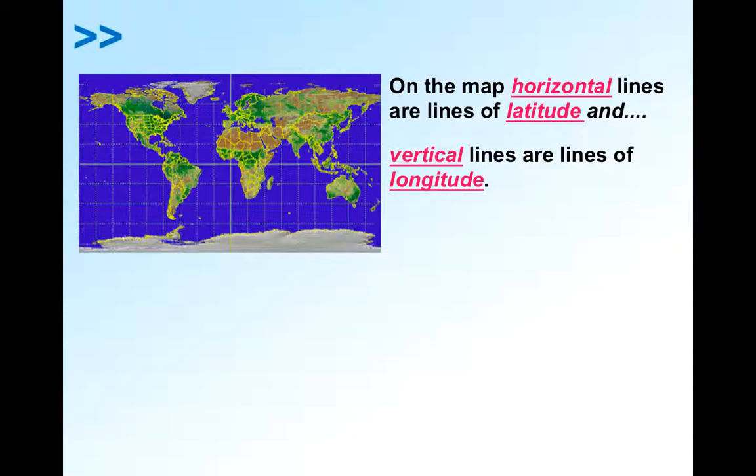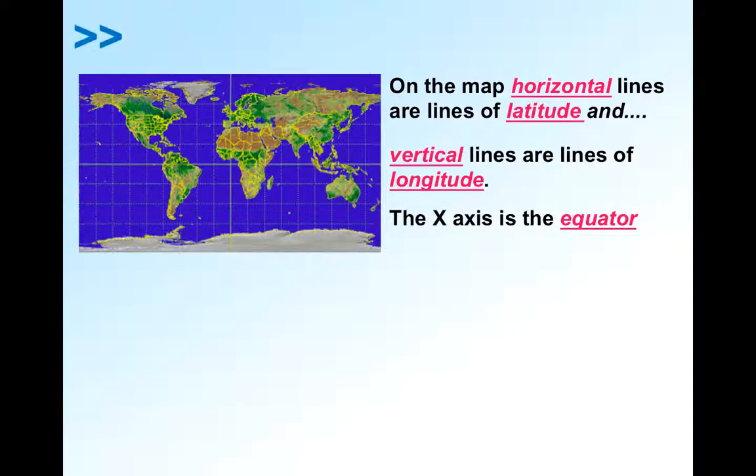All right, on a map, horizontal lines, and this is what you should be writing down, are lines of latitude, and vertical lines are lines of longitude. If you don't know what horizontal and vertical means, think of horizontal like the horizon. The horizon goes left to right, east and west. Okay, and vertical, I think the V, both sides of a V go up and down, so I think of that as vertical. Vertical's up and down, horizontal is left to right.